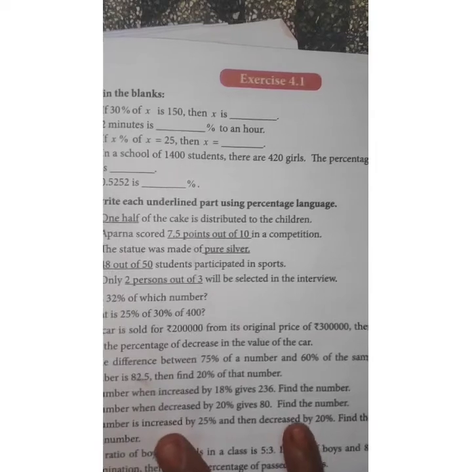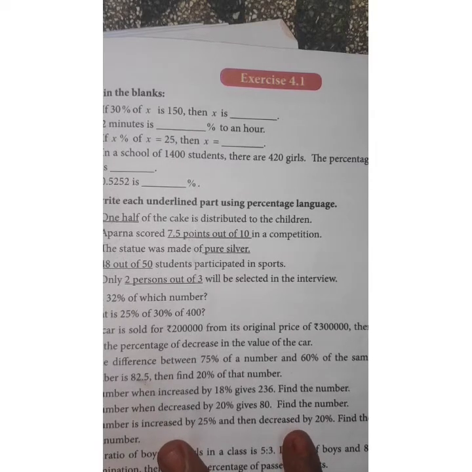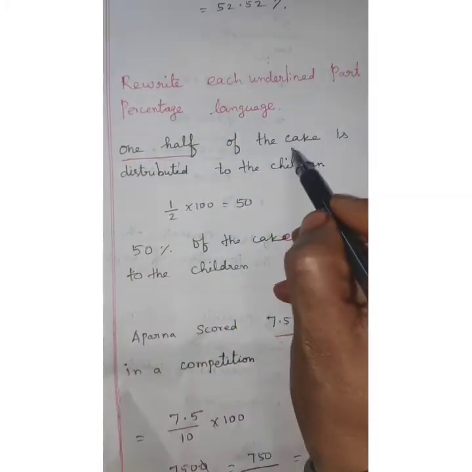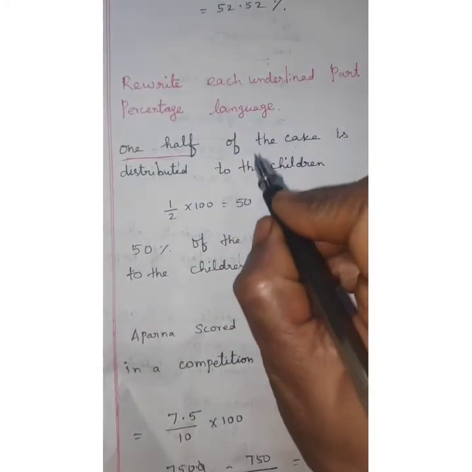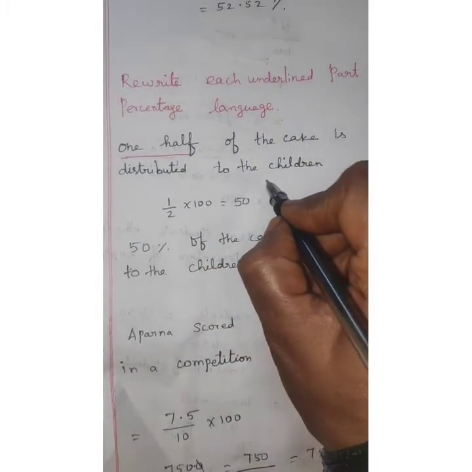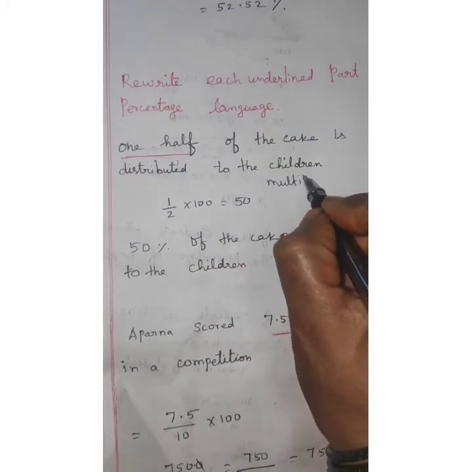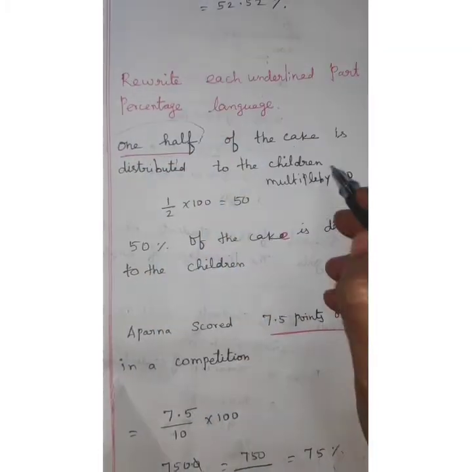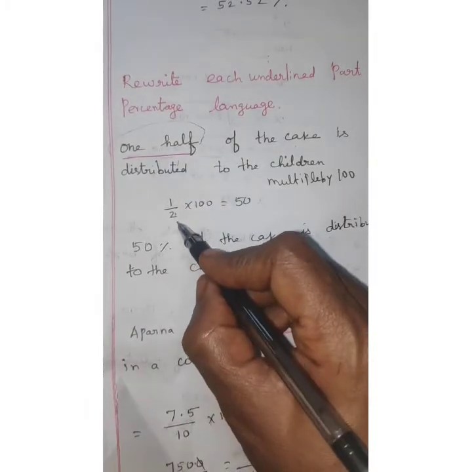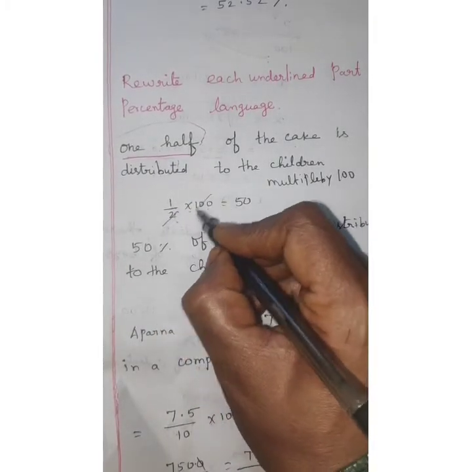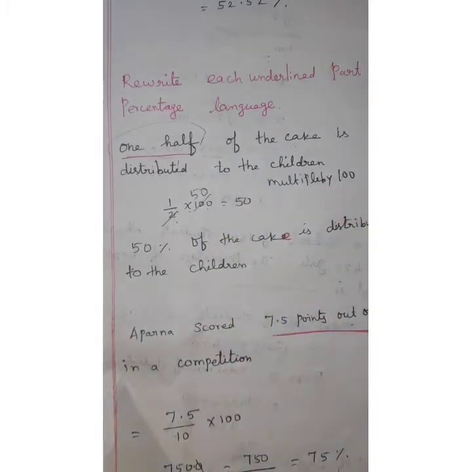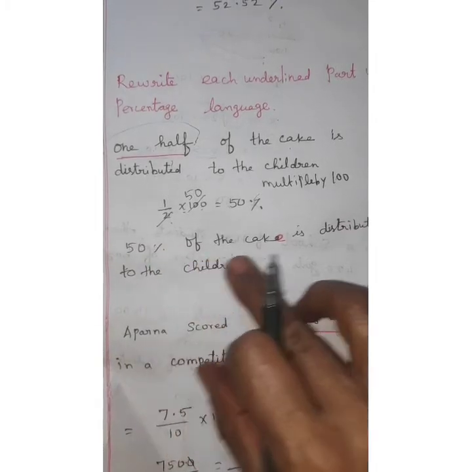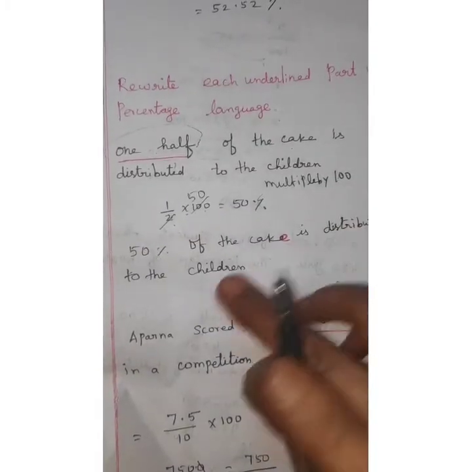First question: 1/2 of the cake is distributed to the children. Only the 1/2 you want to change. To change any number into a percentage, multiply by 100. 1/2 into 100: 2 fives are 10, so 50. The answer is 50%. Therefore, 50% of the cake is distributed to the children.